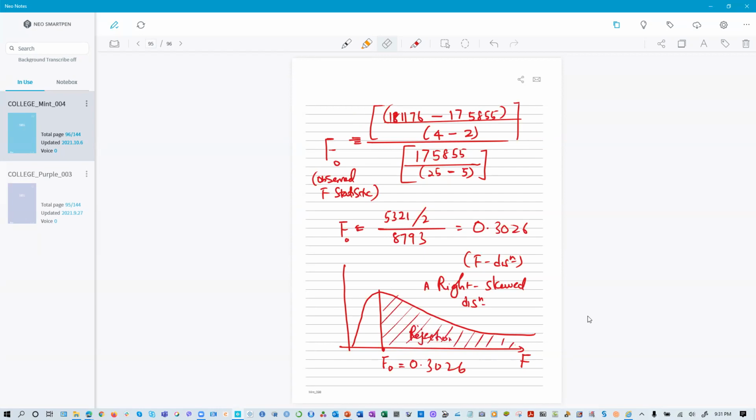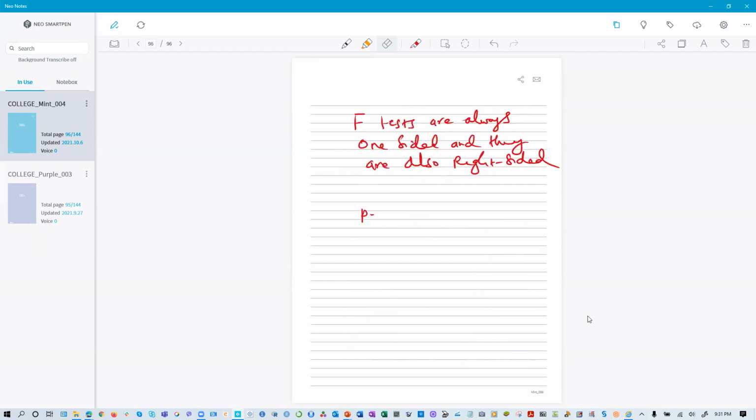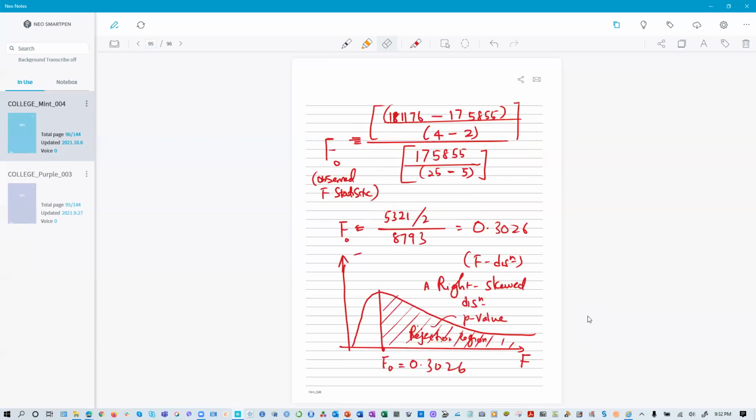The whole rejection region is going to come on that side. And on the other hand, you can get the p-value. You are looking for the p-value, the probability F greater than F naught, the probability F greater than 0.3026. And this F distribution has two things you have to remember. It's characterized by two things: degrees of freedom of the numerator, n, comma, degrees of freedom of the denominator, d.